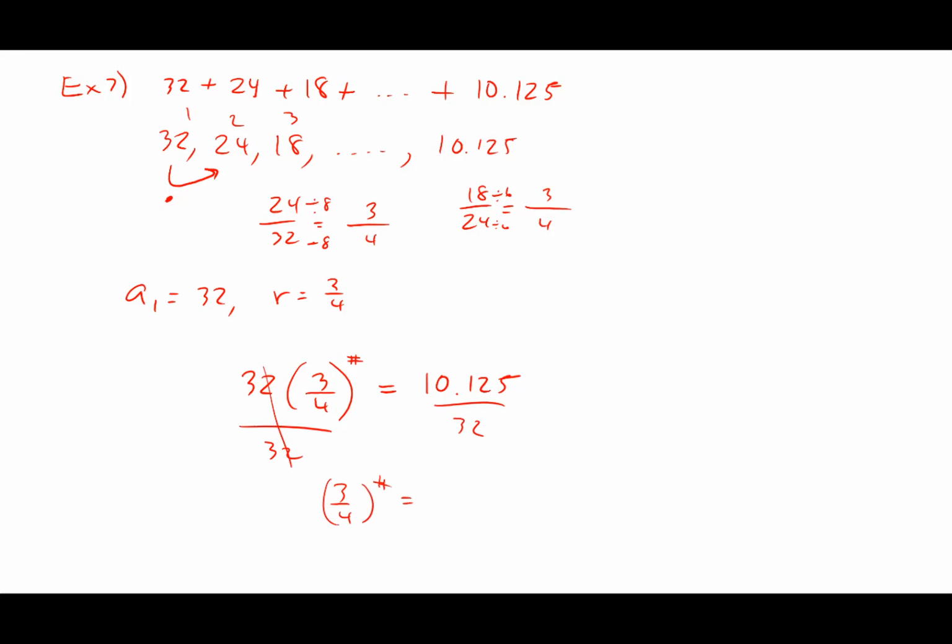What is 10.125 divided by 32? 0.3164, so then it's just rounded up to 0.32. 0.31? 21640. I'll probably keep as many digits as I can because we're trying to get to some kind of iteration here. 40. What else? 625. Okay.